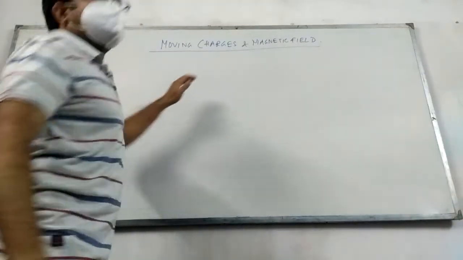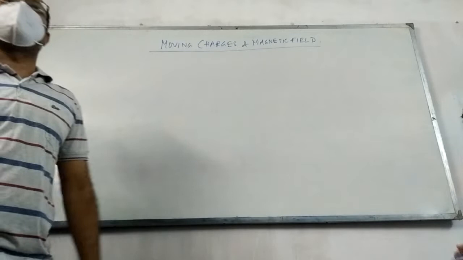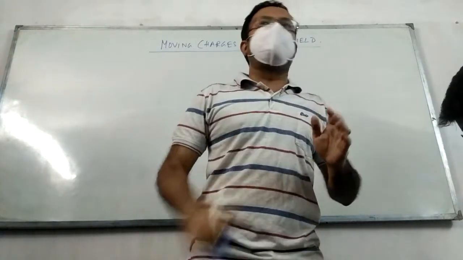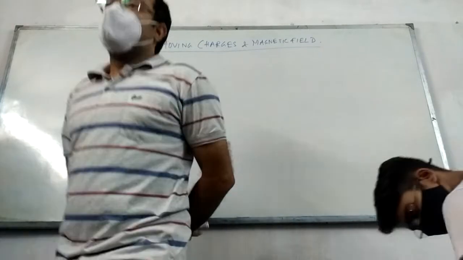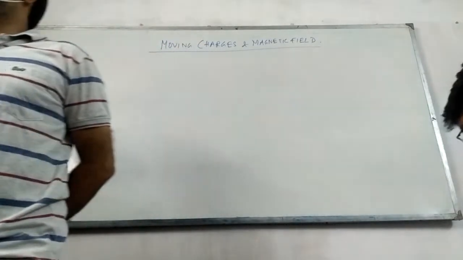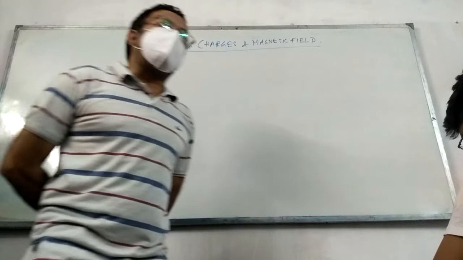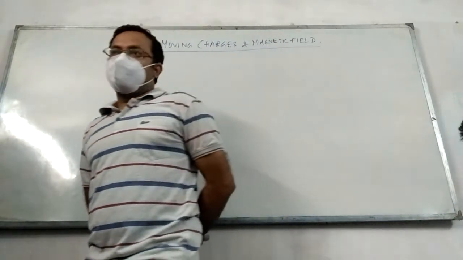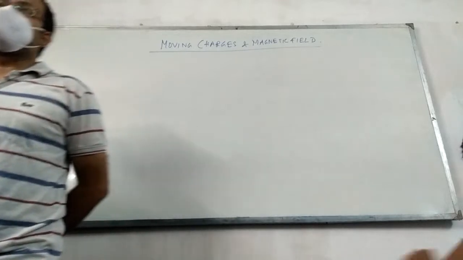Well, so we are starting off with moving charges and magnetic fields, but we need some basic concepts before we start off with this chapter. Clear? So what are the basic concepts? The first is the concept of cross product and the directional sense of cross product.